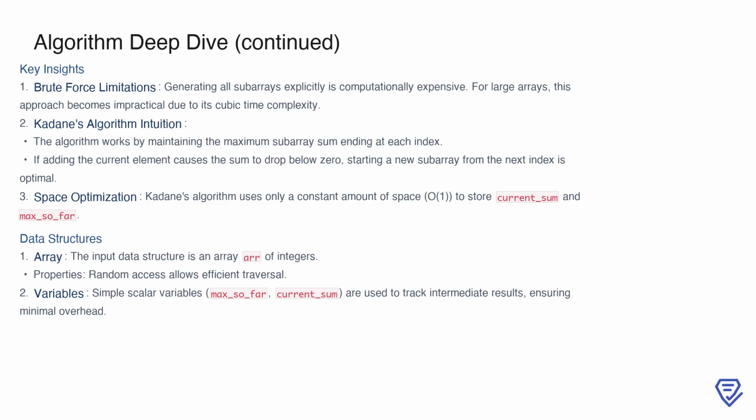Additionally, Kadane's algorithm is space-optimized, requiring only two scalar variables, current_sum and max_so_far, to track intermediate results. This constant space usage, along with its linear time complexity, makes it a practical solution for this problem.